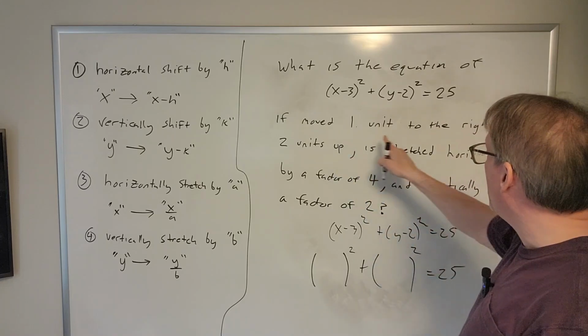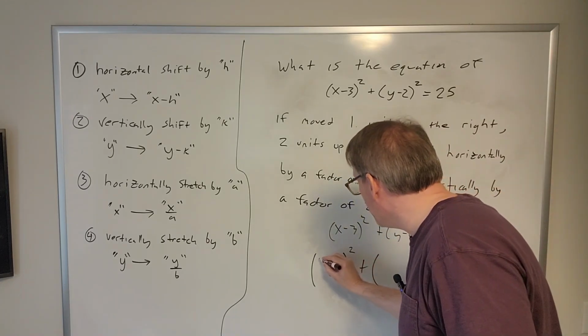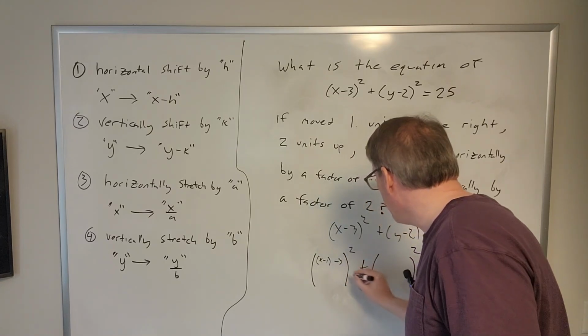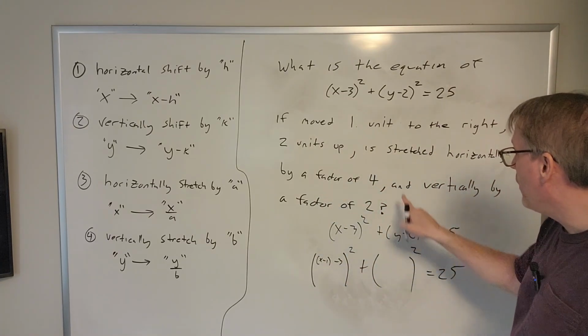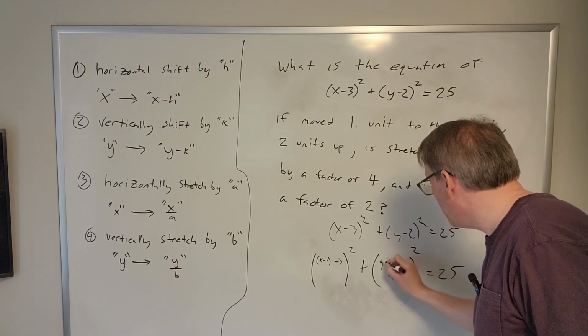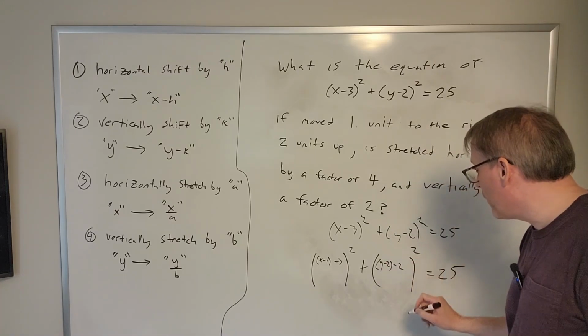Let's see. A unit to the right. So that's going to be every time we see an x, we do an x minus 1 minus 3. And then we have 2 units up. So every time we see a y, we're going to y minus 2. Minus 2, because there's already a minus 2 there.